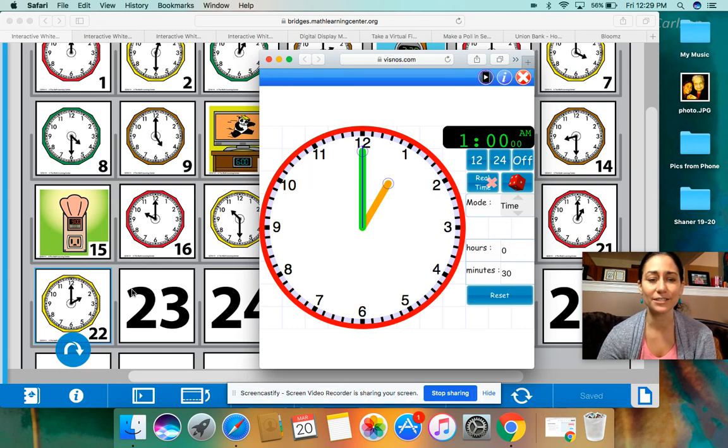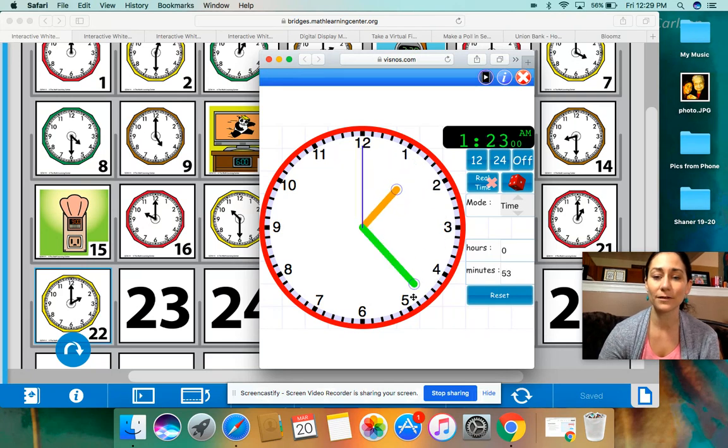And I want this one to match for the 22nd. We're going to go around the whole clock. 5, 10, 15, 20, 25, 30, 35, 40, 45, 50, 55, 60. So one whole hour went by, which is 60 minutes.